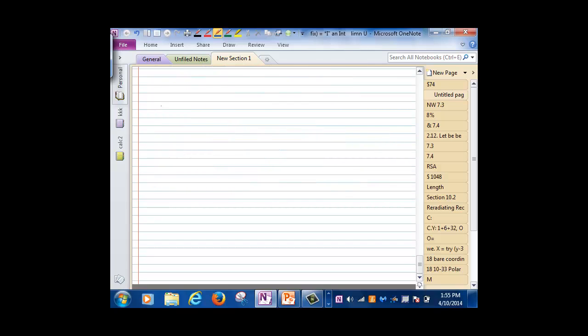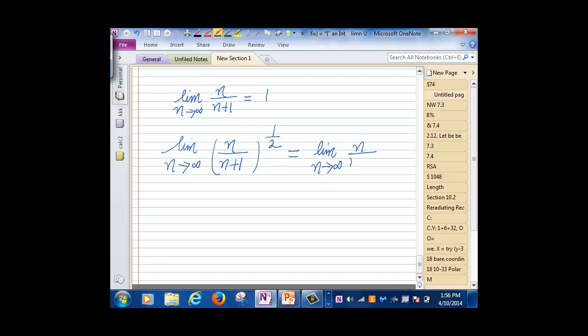So here's an example. Remember that we came up with the following fact, that the limit as n goes to infinity of n over n plus 1 is 1, right? So then what's the limit as n goes to infinity of n over n plus 1 to the power half? By the last rule that I showed you, this limit is the same as the limit as n goes to infinity of n over n plus 1, and then I raise that limit to half, and this is 1 to the half, which is 1. Is that making sense to you?